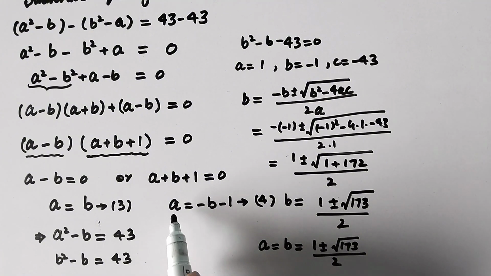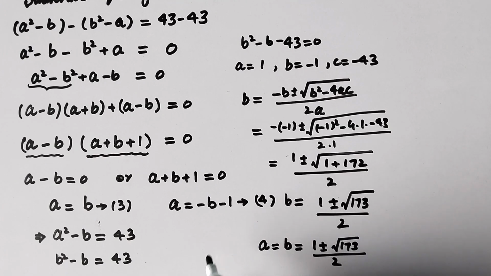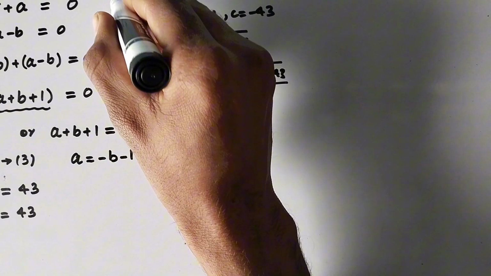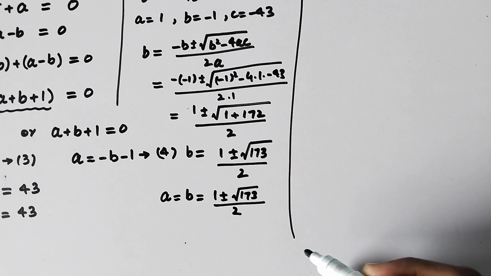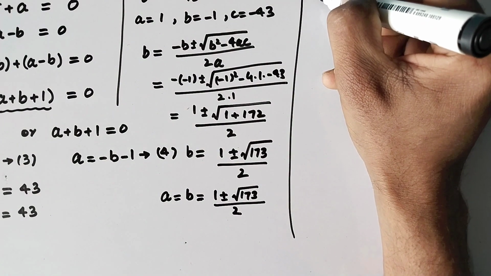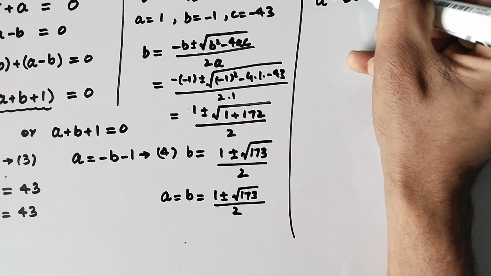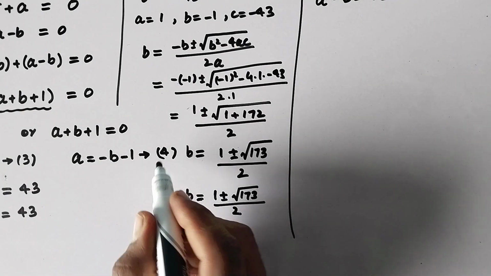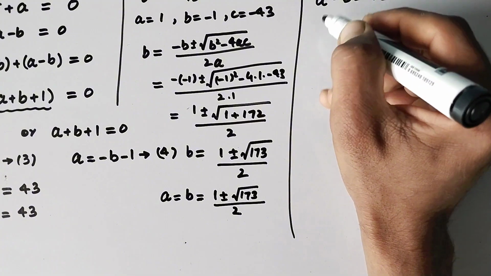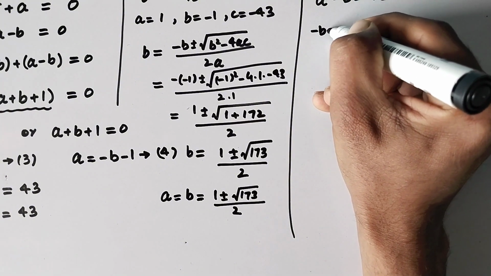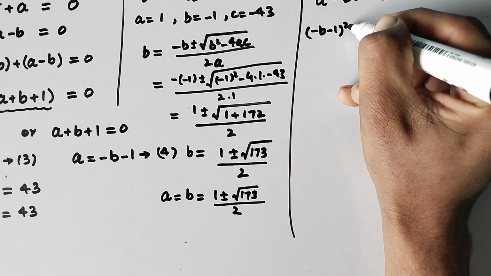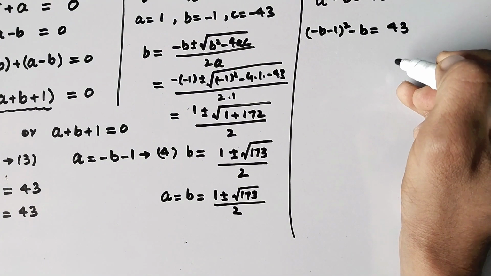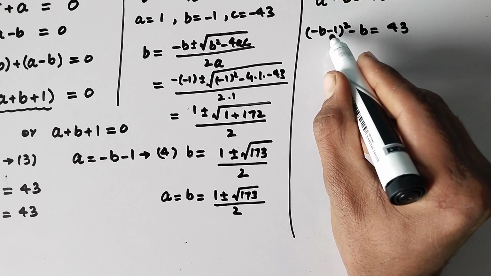And now when a is equal to minus b minus 1, then by putting it in equation number 1, as equation number 1 is a squared minus b equal to 43, and by putting the value of a from equation 4 in equation 1, it will be equal to (minus b minus 1) whole squared minus b is equal to 43, and here we can apply the algebraic formula of square.